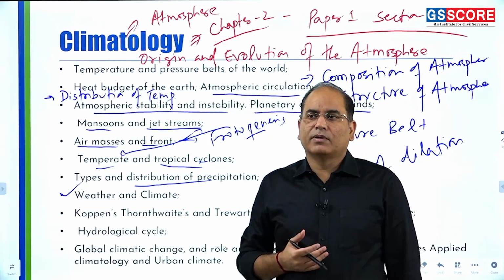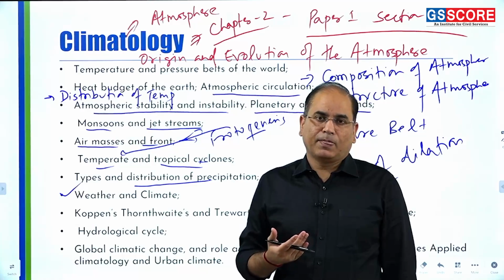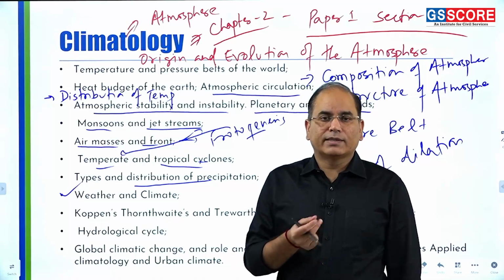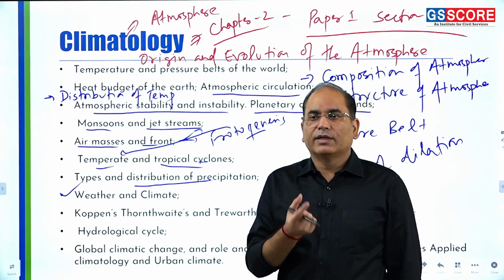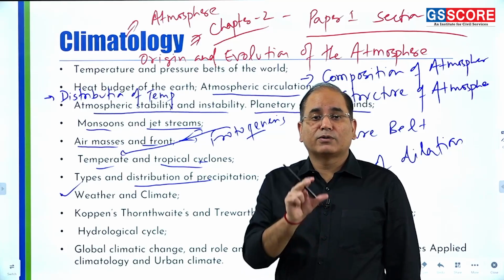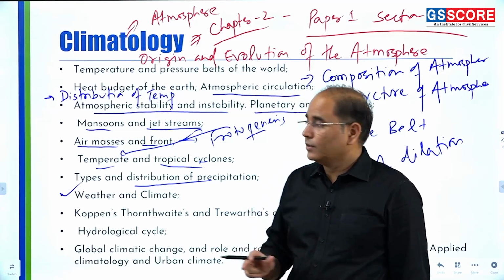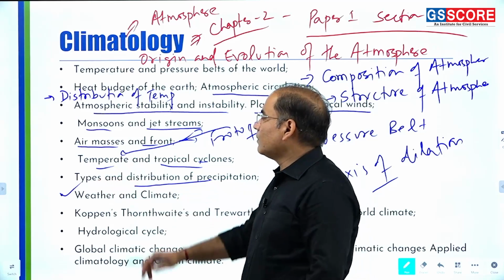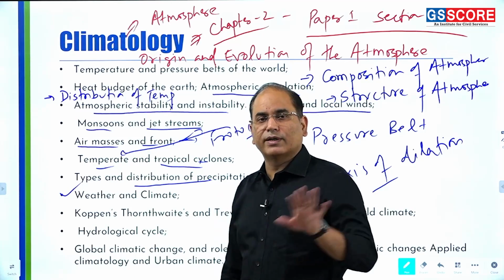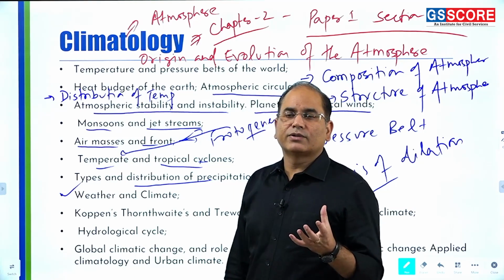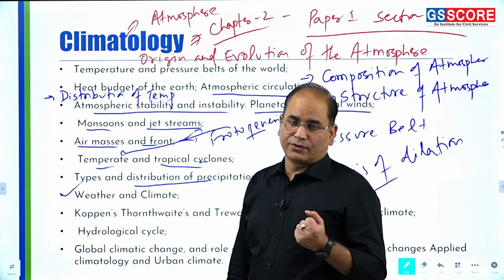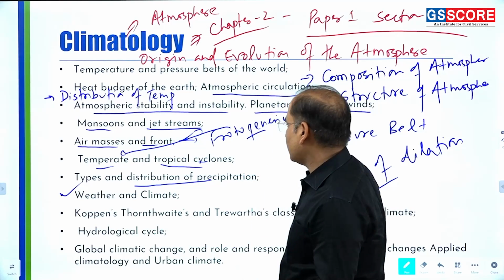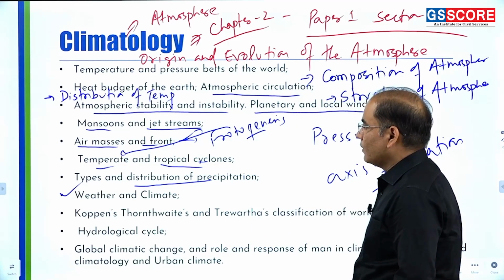Cyclone is basically a low pressure system, but the cyclone is of two types, that is temperate cyclone and tropical cyclone. Temperate cyclone and tropical cyclone formation is completely different. So temperate cyclone is related to air mass and front, but tropical cyclone is altogether a different cyclone. It is associated with thermal factors. So because of thermal factors your tropical cyclone will develop.